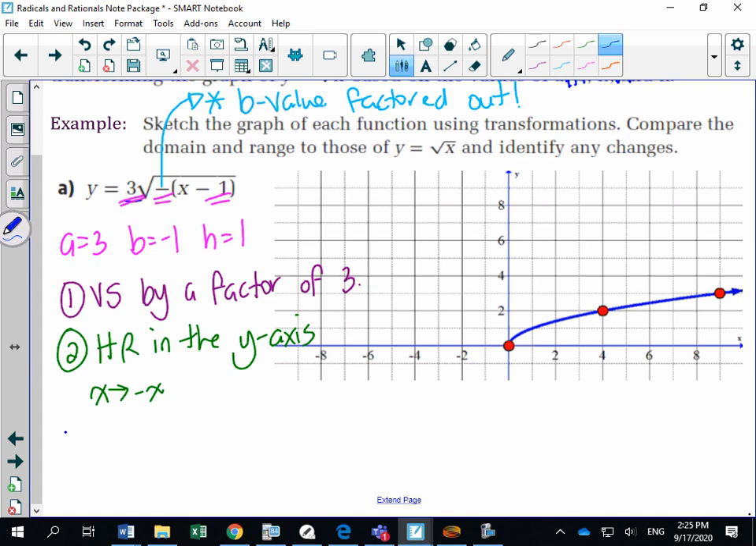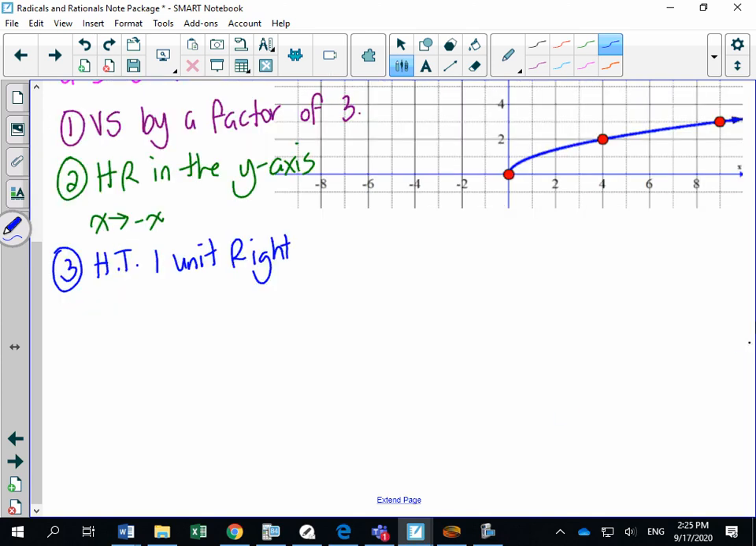Okay, the third transformation that's happening is a translation. So this h value is going 1 unit right. So we have a horizontal translation 1 unit right. So those are the transformations that are occurring. And what we're going to do to figure out the coordinates of the new point is we're going to map.